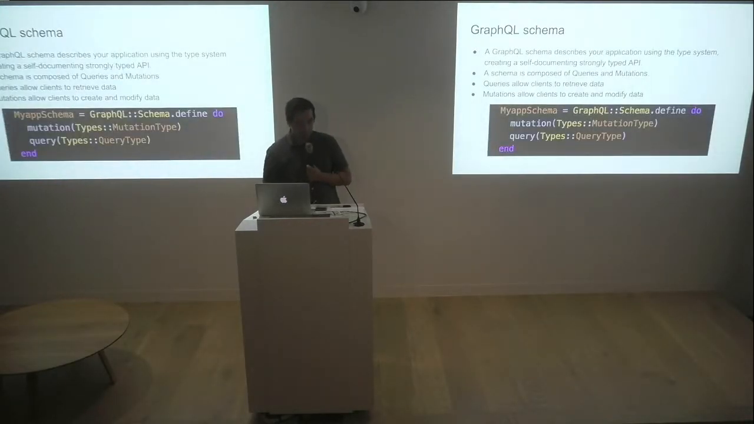So from the type system, you compose your GraphQL schema, which basically describes your application using that type system, and it creates a self-documented API. A schema is composed of queries and mutations. Queries allow any clients accessing your GraphQL API to retrieve data, and mutations allow those clients to create or update. So between queries and mutations, you can get that whole CRUD workflow.